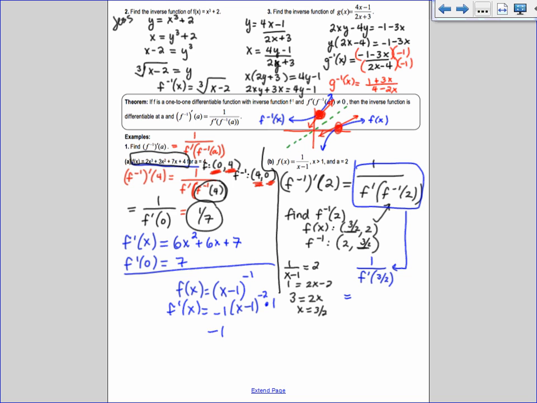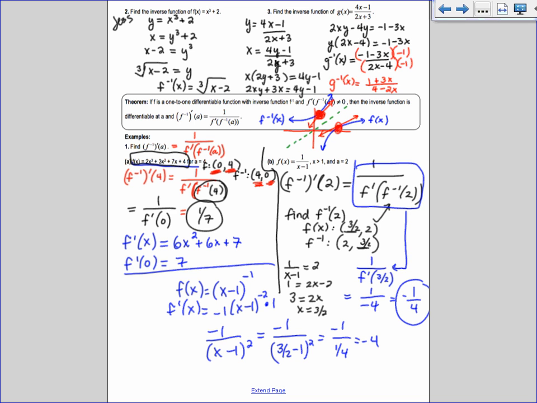So we have negative 1 times x minus 1 squared, basically. So I have negative 1 over 3 over 2 minus 1 squared. So negative 1 over 1/2 squared, 1/4, negative 4. So you get 1 over negative 4, which is negative 1/4.